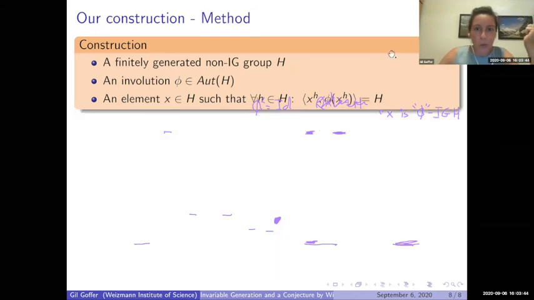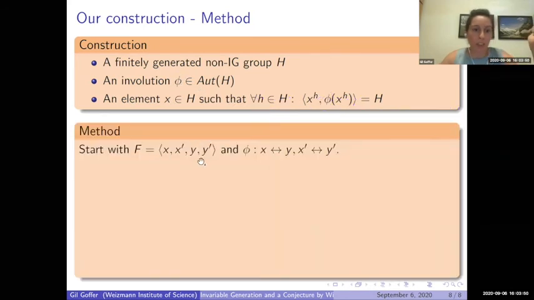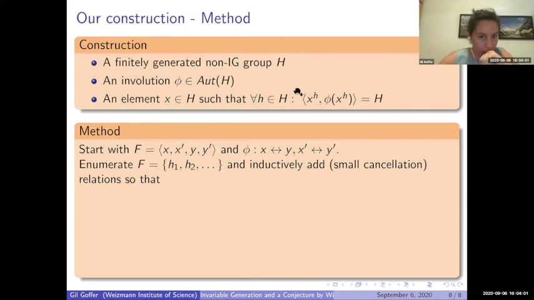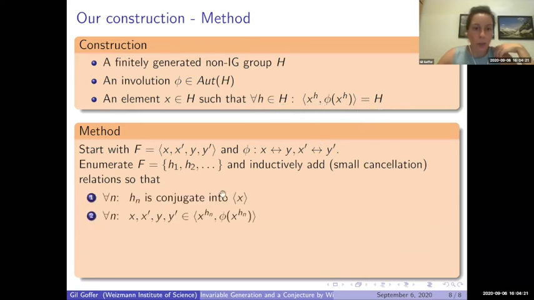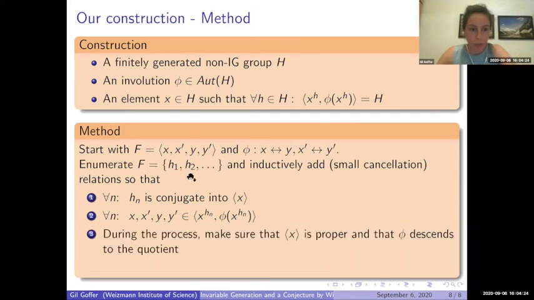So the idea is to start with a free group with four generators and just add more and more relations to make these properties happen inductively. So we enumerate all elements in F and step by step we force these properties to happen. For example, if we want that every conjugate of x generates the entire group H, I'm looking now at the second property.